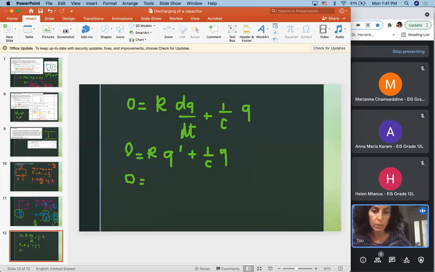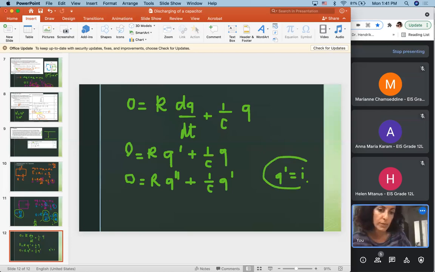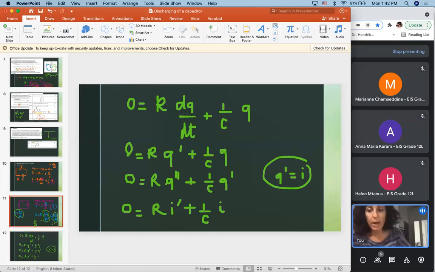So 0 equals R q double prime. When I take the derivative again, let's do the derivative with respect to time on both sides. The derivative of zero is 0, plus 1 over C, and the derivative of q is q prime. Now I write that q prime is I. Didn't we say I is dq over dt? So I have 0 equals R, and in place of q prime I put I, and here I put I prime, because it's a double derivative. So you either follow the prime notation or you follow this other notation.